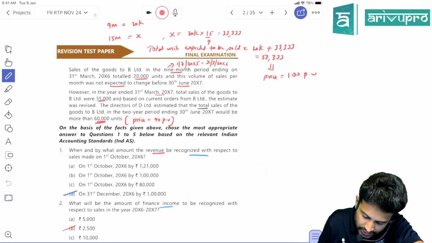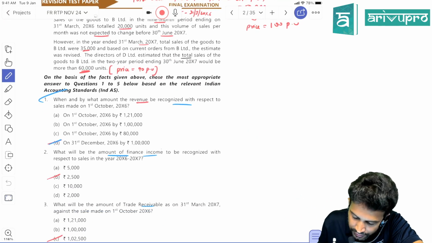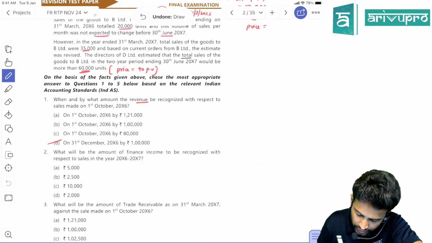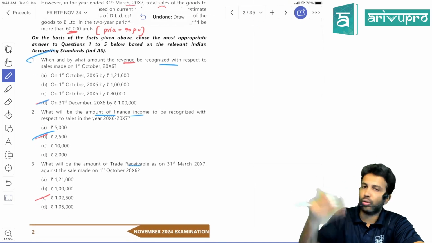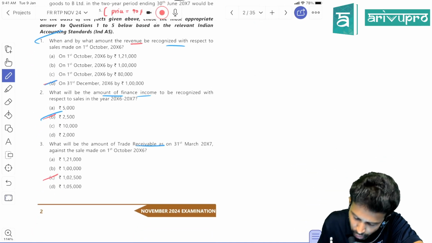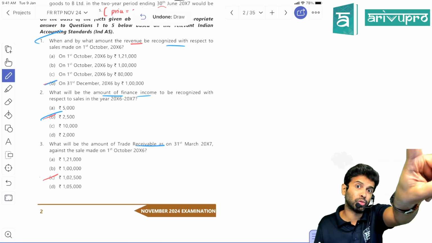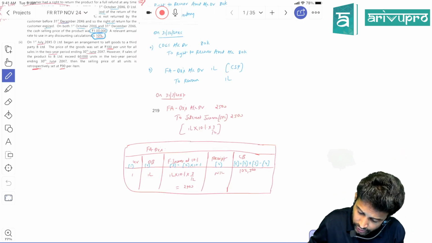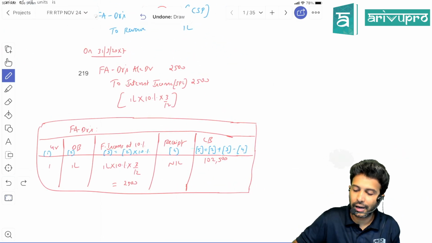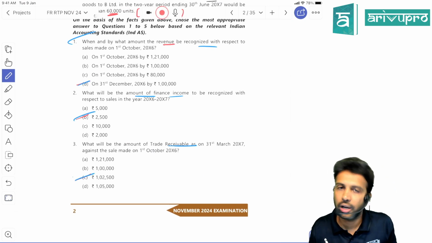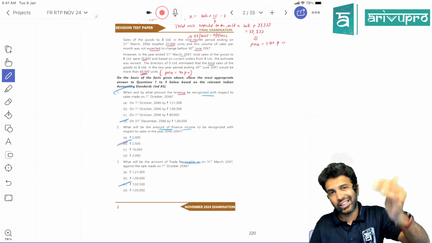Now looking at the first answer, MCQ, we have already started. Then they have asked what is the finance income. Finance income we already got, now 2,500. So 2,500 is there in which option? Option number B for Bengaluru. That's the finance income. Then they are asking what are the amounts of trade receivable on 31st March, not 31st December. 31st December it was 1 lakh. 31st March, look at the ACM table. The closing balance of debtor has become 1,02,500. So select that option which has 1,02,500, which is C for Chennai. That's your first case study.